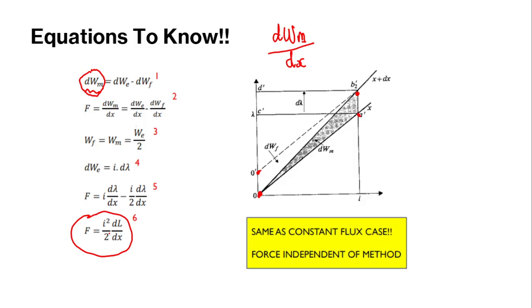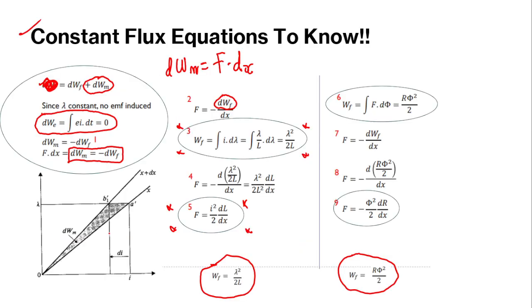For constant current, we only have one equation, which is F is I squared on 2 dL dx. Constant flux has two: the normal one, and this one here, which is phi squared on 2 dR dx. So just keep that in mind.